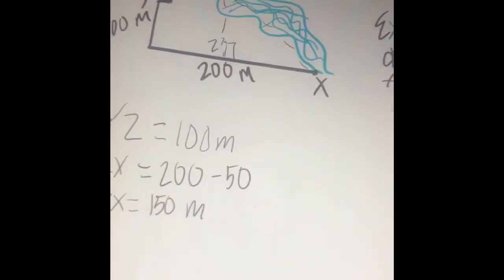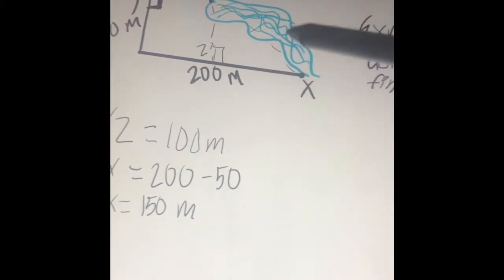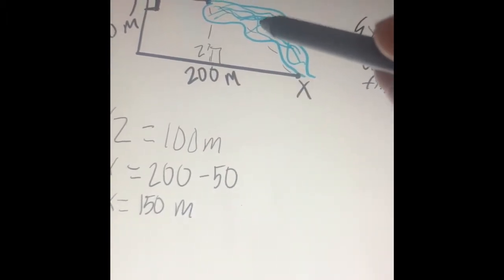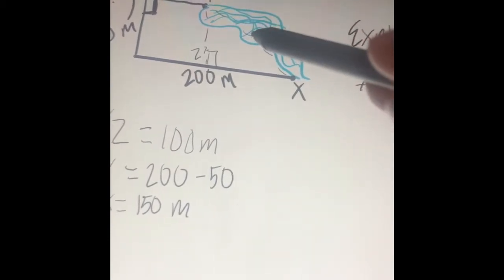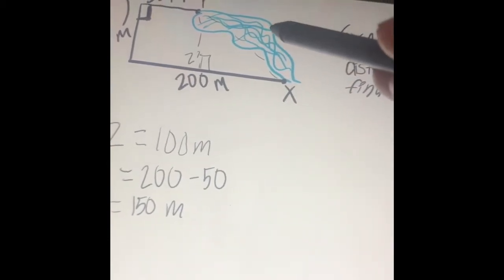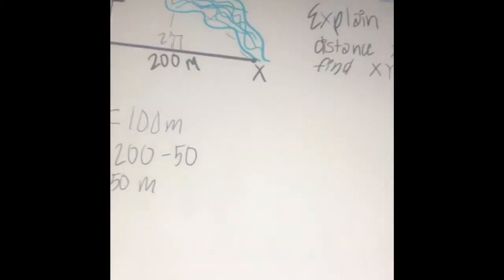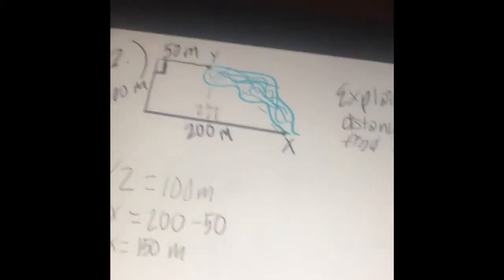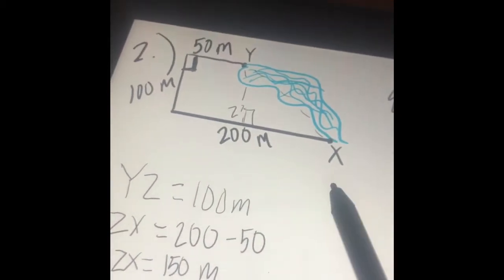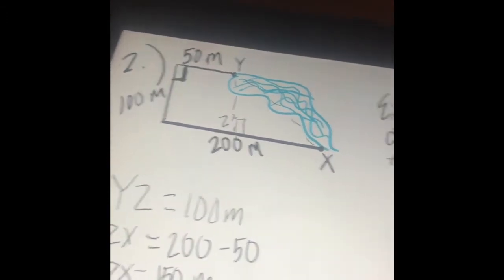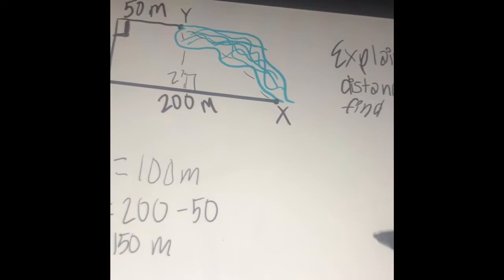We're able to find two sides of our right triangle, both YZ and ZX, but in order to find the third side, the hypotenuse, and also in this case the distance XY across the lake, we have to use the Pythagorean theorem, which states a squared plus b squared equals c squared. So in this case, that means YZ squared plus ZX squared will equal XY squared. I wrote that down over here.